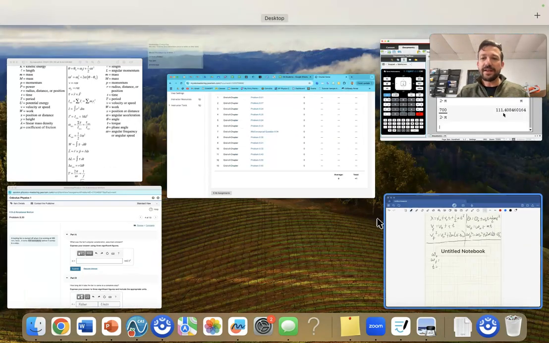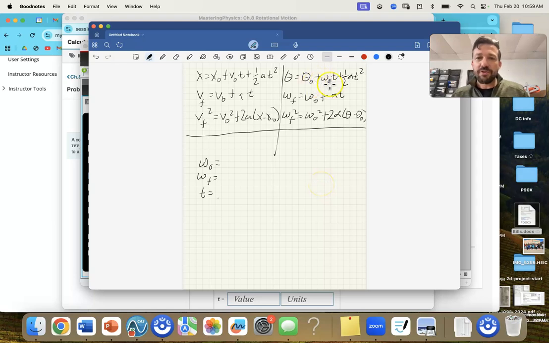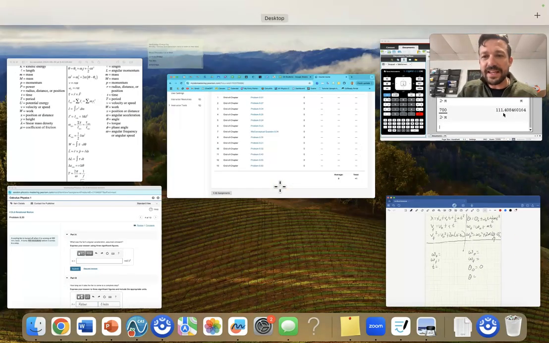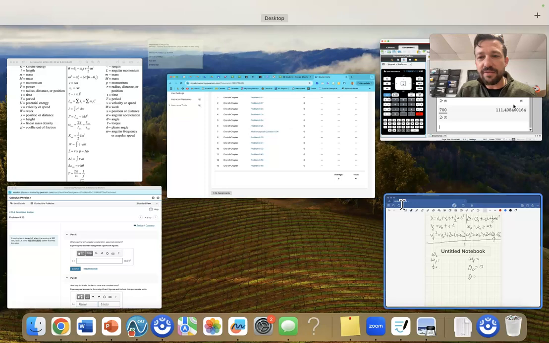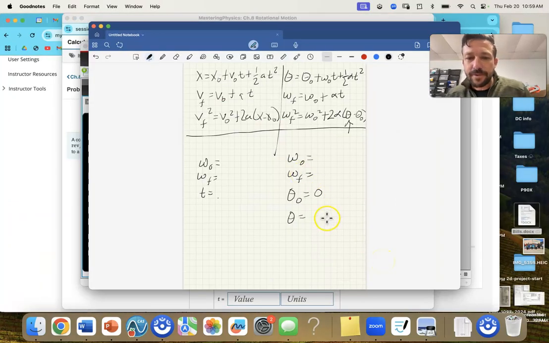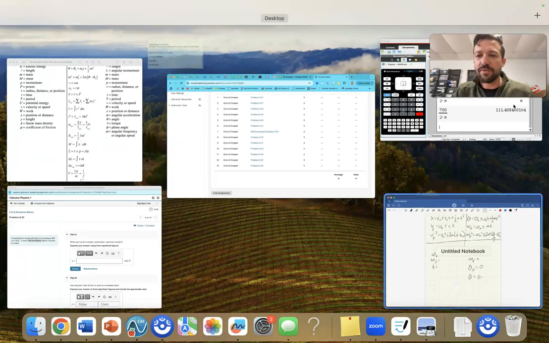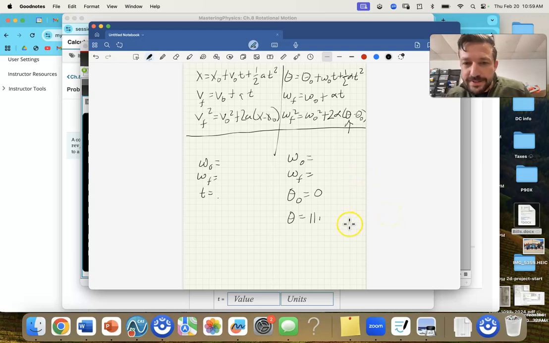Yeah, so that would be theta. They gave you omega naught. You know what omega f is because it came to a stop. You know that the beginning was 0, it had traveled 0 radians. Then at the end, in my case, it had traveled 111.4 radians.